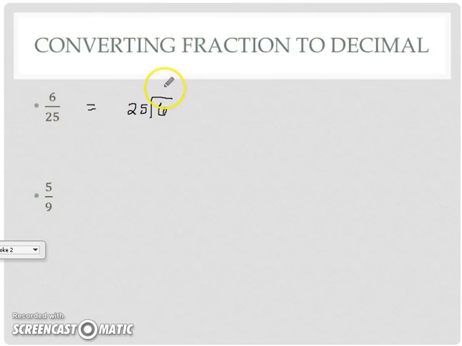So 25 goes into 6 0 times, adding on that decimal. 25 goes into 60 2 times. 60 minus 50 is 10. Dropping down a 0, 25 goes into 100 4 times. So this is equivalent to the decimal 0.24. In this bottom example, 5 divided by 9, 9 goes into 5 0 times.